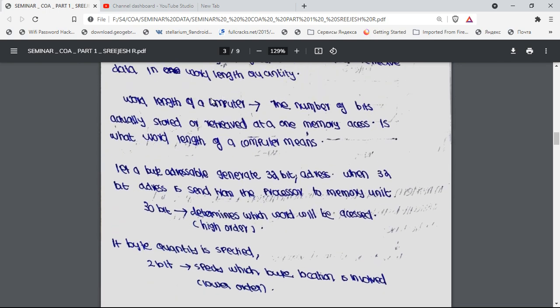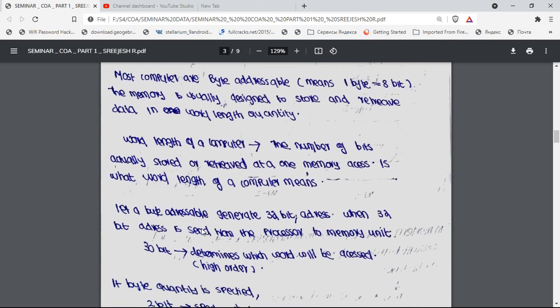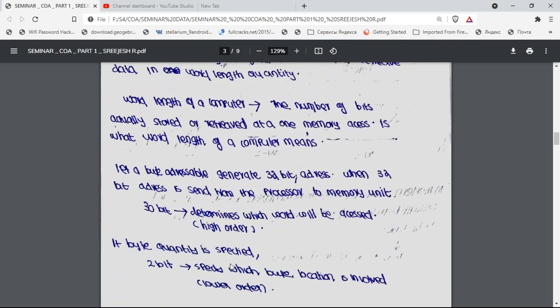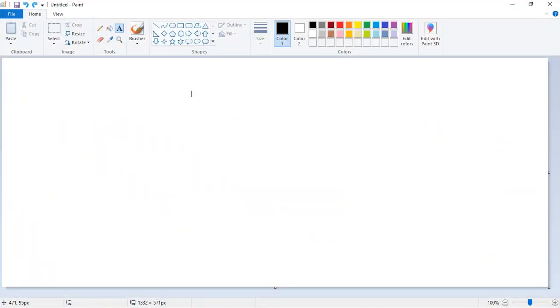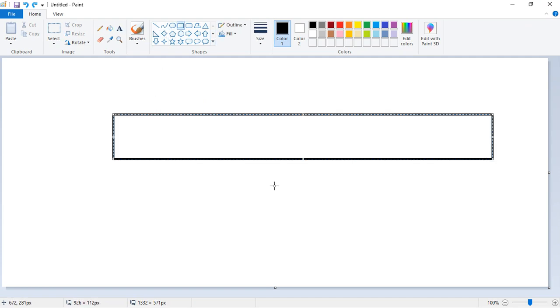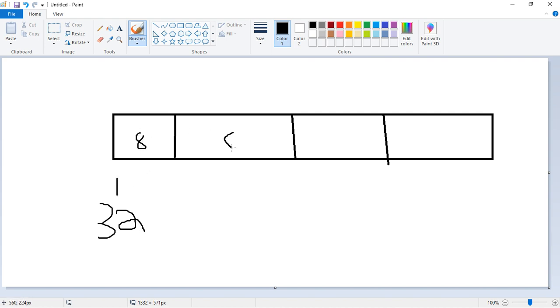A word can have multiple bytes. So the remaining 2 bits will decide which byte location should be involved. I will explain this with a small square. Let this be a word, and the word size is 32 bits, and each byte is 8 bits, so there are 4 bytes in this whole word.